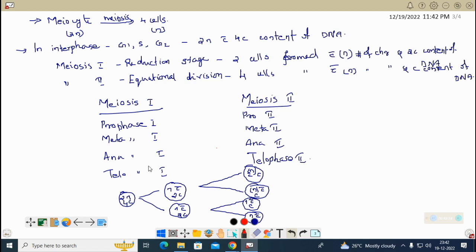In meiosis 1, the diploid cell with 4C content of DNA will be divided into 2 cells with a haploid number of chromosomes with 2C content of DNA. In meiosis 2, these 2 haploid cells with 2C content of DNA will undergo the second meiotic division, that is equational division, equally dividing the DNA content into 2 cells, and they will become n number of chromosomes with C content of DNA. Like that, 4 cells will be formed.